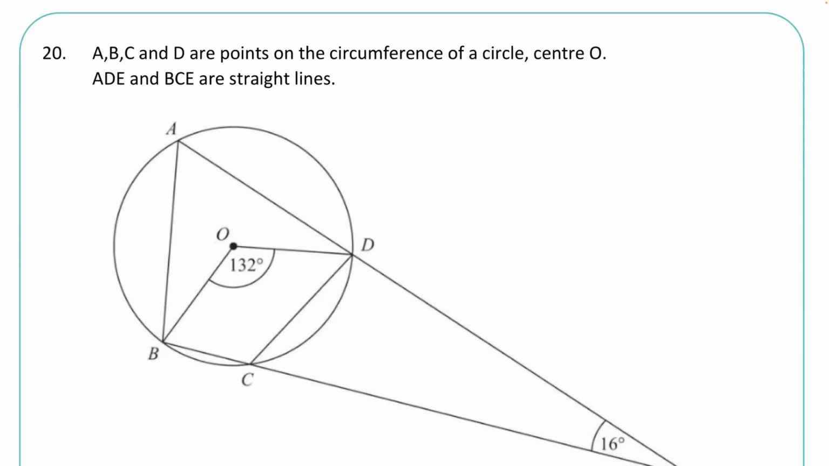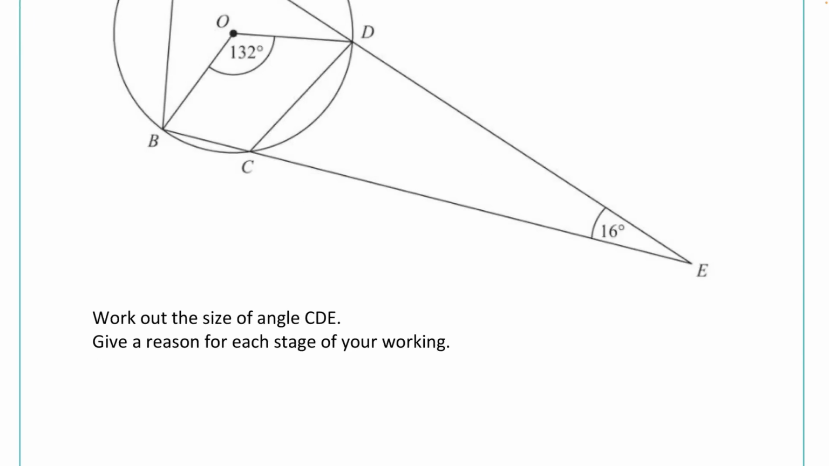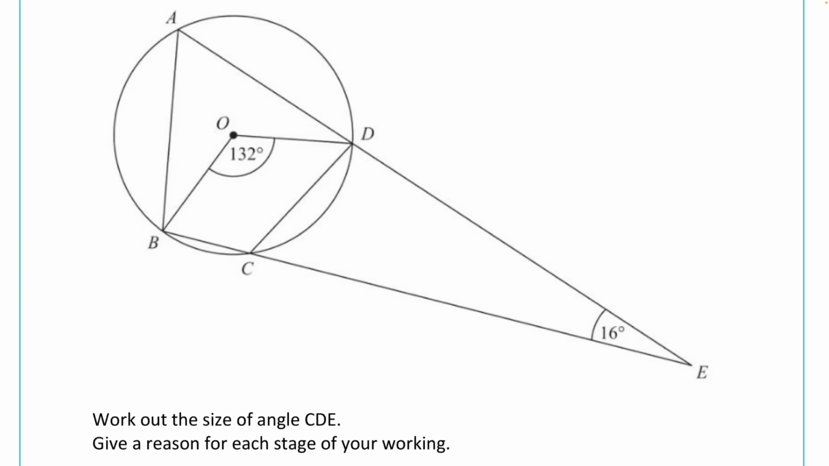So in this question, we are looking at a circle theorem. Now we may have more than one circle theorem involved, so we want to read the question carefully and obviously be well versed in our circle theorems. But it says A, B, C and D are points on the circumference of a circle. A, B, E and B, C, E are straight lines. So we're not given a huge amount of information. It wants us to work out the size of angle C, D, E and give a reason for each stage of your working. So CDE is this angle just here, with D in the middle there.